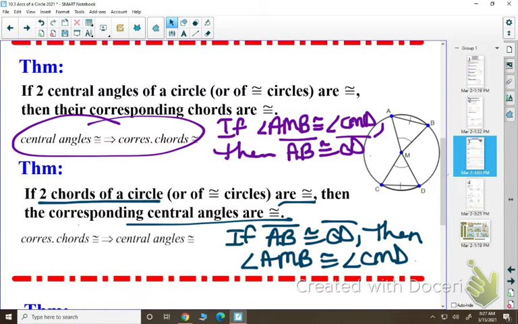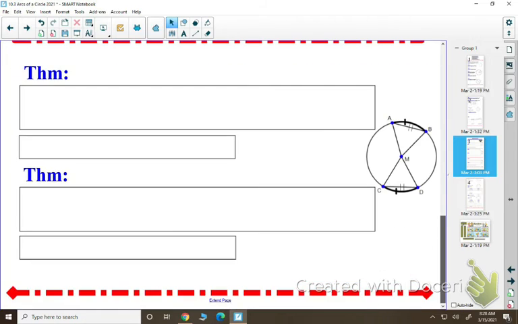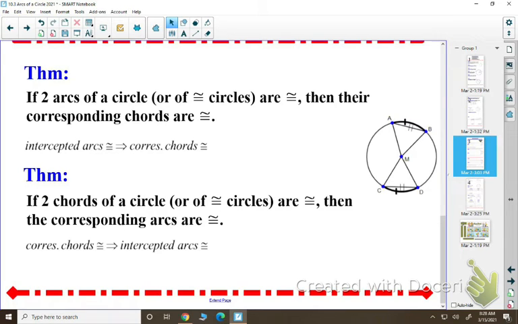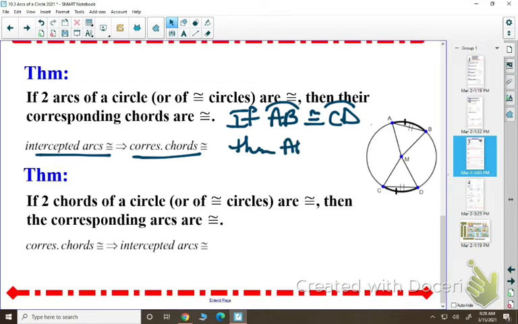So if you think about how we've paired them up here, the first set was about central angles and arcs. The second one was about central angles and chords. So one would assume then what we have left is talking about arcs and chords. The first direction says if two arcs of a circle are congruent, then their corresponding chords are congruent. So if I'm looking at this picture, I would say if arc AB is congruent to arc CD, then segment AB would be congruent to segment CD.